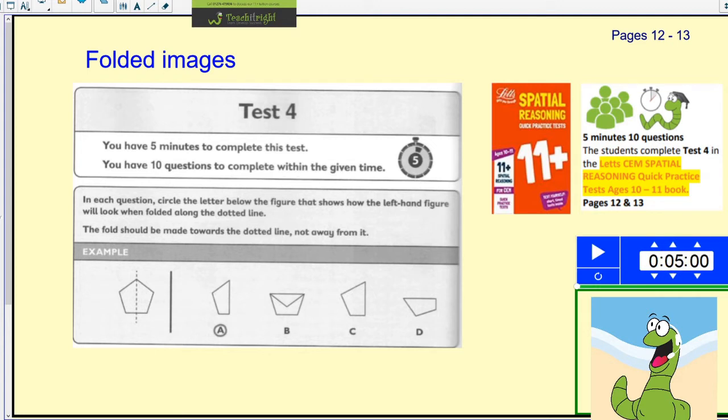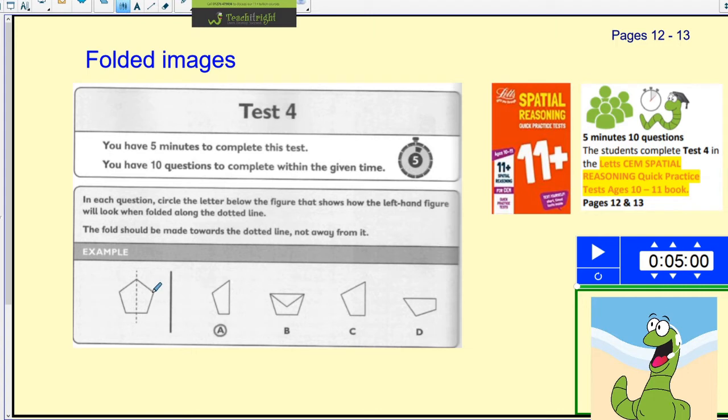Right, so here we are. This is the first example in the folded images question type. What you'll notice is you have 5 minutes and 10 questions, so these are 30-seconds-per-question questions. You shouldn't be spending too long on them. In each question, the letter will be folded along the line given, and the fold should be made toward the dotted line.